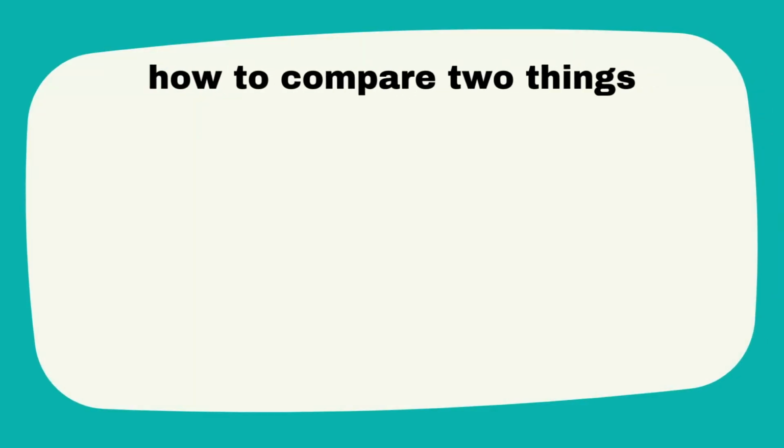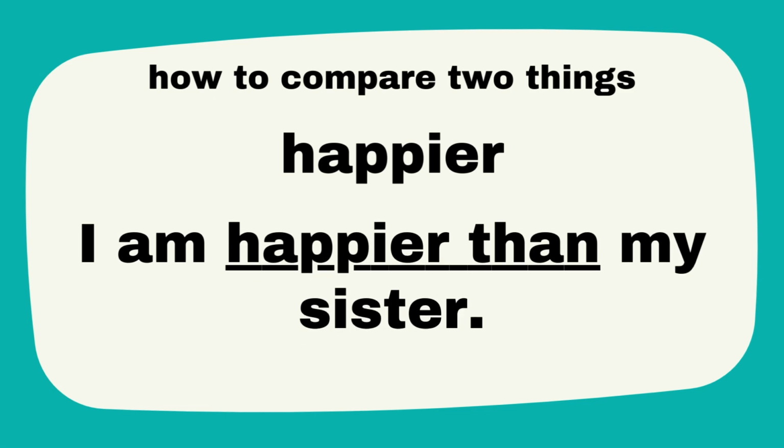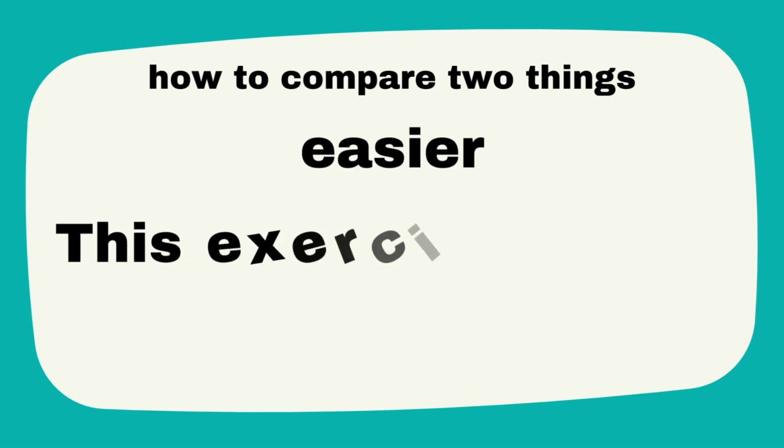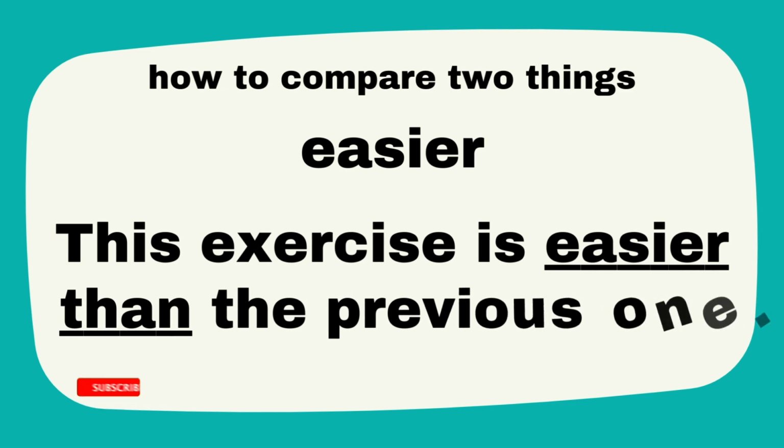For our next example, let's use happy. The comparative form of happy is happier. So, I am happier than my sister. For our final example, we are going to use easy. The comparative form of easy is easier. So, this exercise is easier than the previous one.